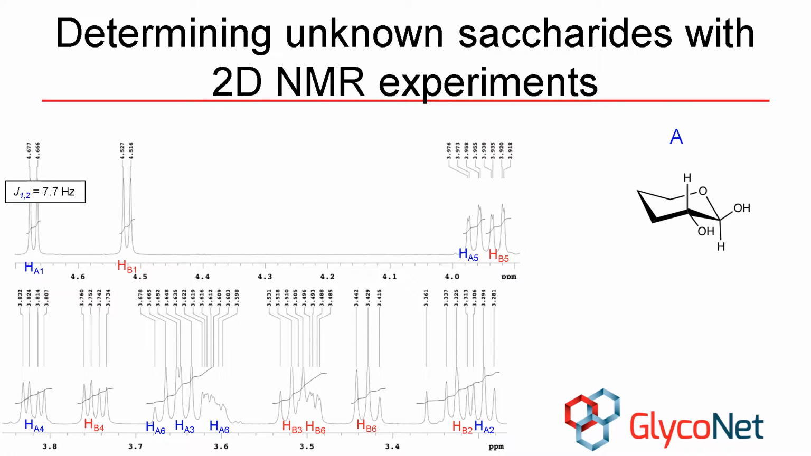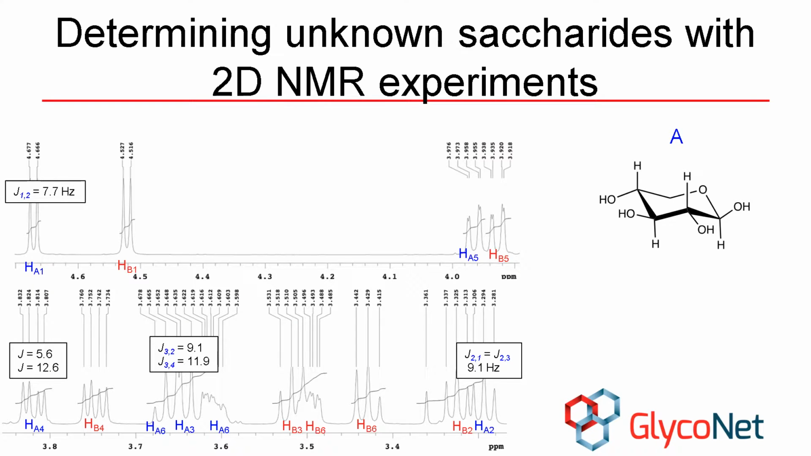Based on the large coupling constant between H1A and H2A, we know that they must be in an axial-axial relationship to one another. The additional large coupling constant between H2A and H3A also indicates an axial-axial relationship. Again, a large coupling constant between H3A and H4A indicates an axial-axial relationship between those two protons. H4A has an additional second large coupling constant, which indicates H5A is also in an axial-axial relationship to H4A.